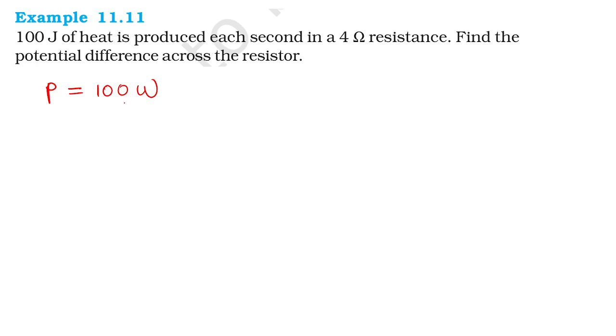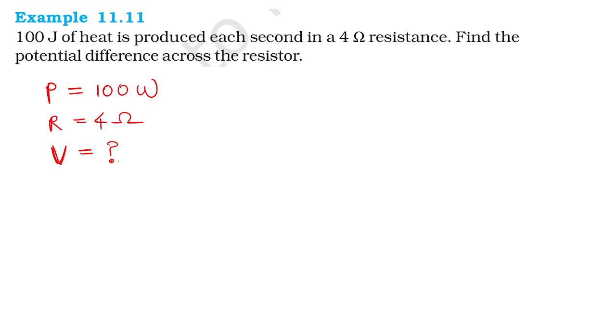So P equal to 100 watt. The resistance of the iron box or heater, whatever, I don't want to draw the diagram. The resistance is given as 4 ohm. What is our question? What is the potential difference or voltage connected across the resistor? Potential difference means voltage, that is the question.